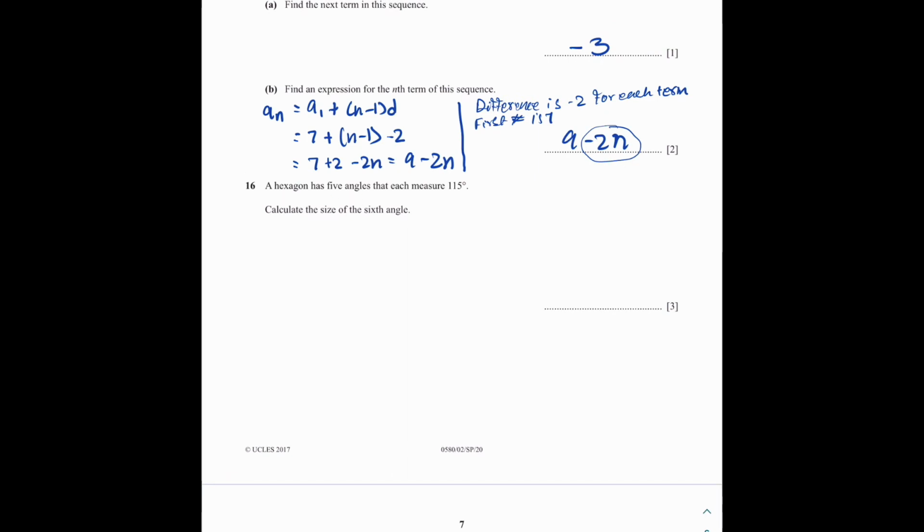A hexagon has 5 angles. Each measures 115 degrees. Calculate the size of the angle. There's a formula. If I remember correctly, it is n minus 2 times 180 degrees to find the total number of angles in a polygon. This makes sense. Let's assume n is the number of sides. Let's assume it's a triangle, so n would be 3. 3 minus 2 times 180 is just 180 degrees, which is true.